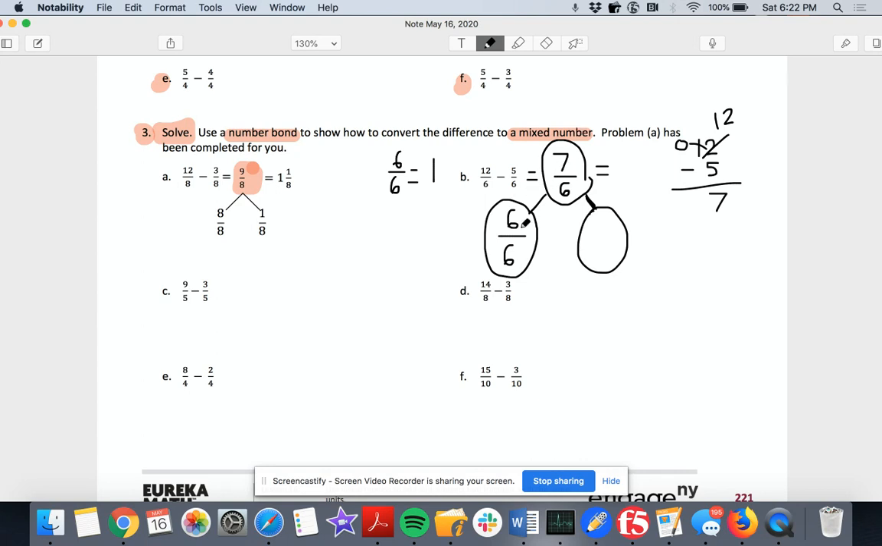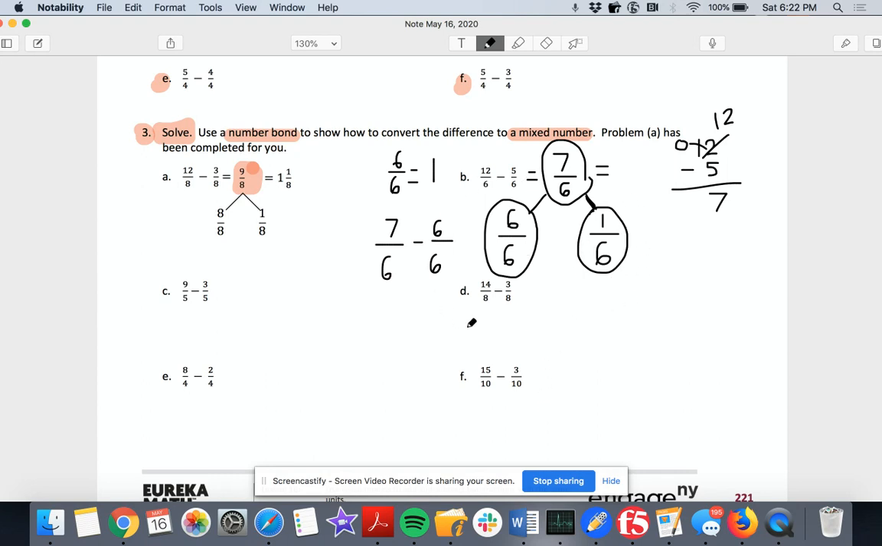Well, all I have to do, right, is 7 minus 6. Or 7 over 6 minus 6 over 6. Okay, I know that 7 minus 6 is 1, and once again, my denominator stays the same. So I know that 7 over 6, if I want to convert that into number form, I would have 6 over 6, and then an additional 1 over 6.